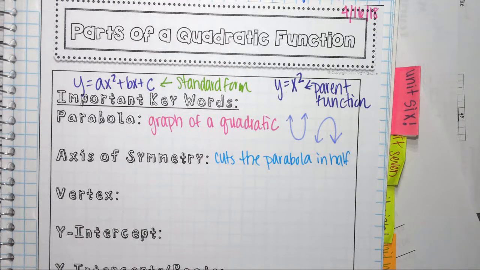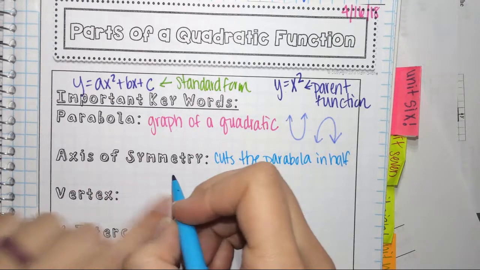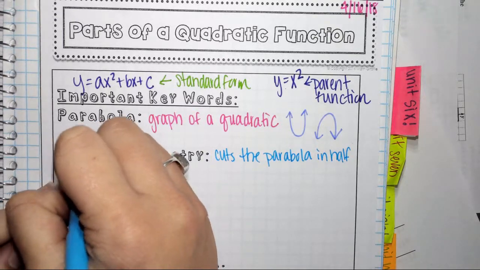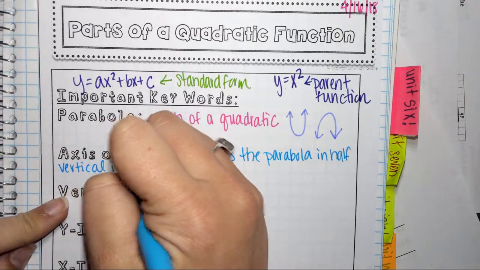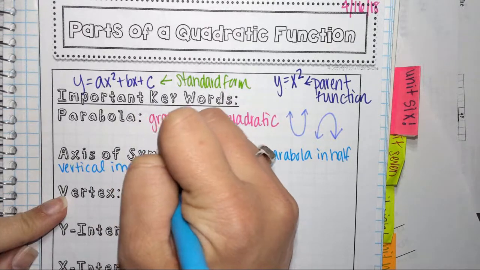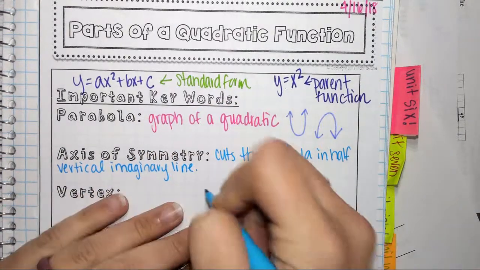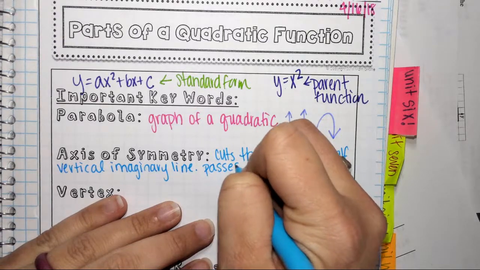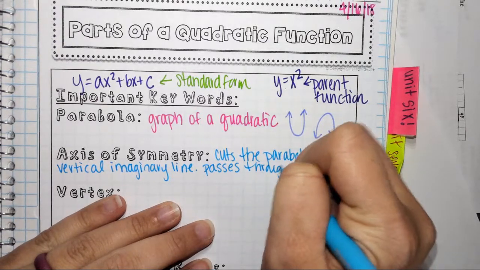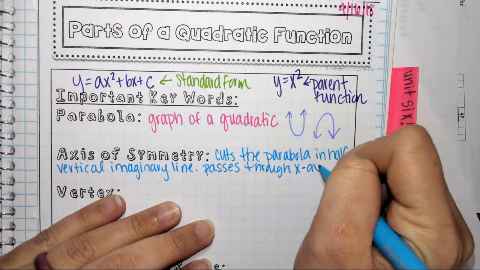And think about how our parabolas look. What axis is it going to pass through if it cuts our parabola in half? The x-axis. Good. Take a point. Because our parabola opens up, right? It looks like this. So if you cut me in, like, I'm my own axis of symmetry. I'm vertical. It's going up and down, so that means it's going to go through the x-axis. So this is a vertical line, or a vertical imaginary line. It passes through the x-axis.